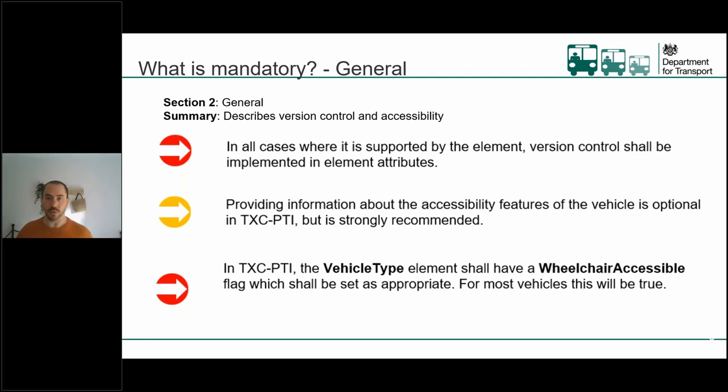Accessibility is optional, but recommended. If you do provide accessibility information, there's a couple of things that you need to supply. You need to supply whether the vehicle is wheelchair accessible, and there's a couple of other things that you need to describe as well. This is a good example of where accessibility is optional, but if you do provide any accessibility information, you need to provide the vehicle type, and it should have this wheelchair accessible flag to show whether it is wheelchair accessible or not.